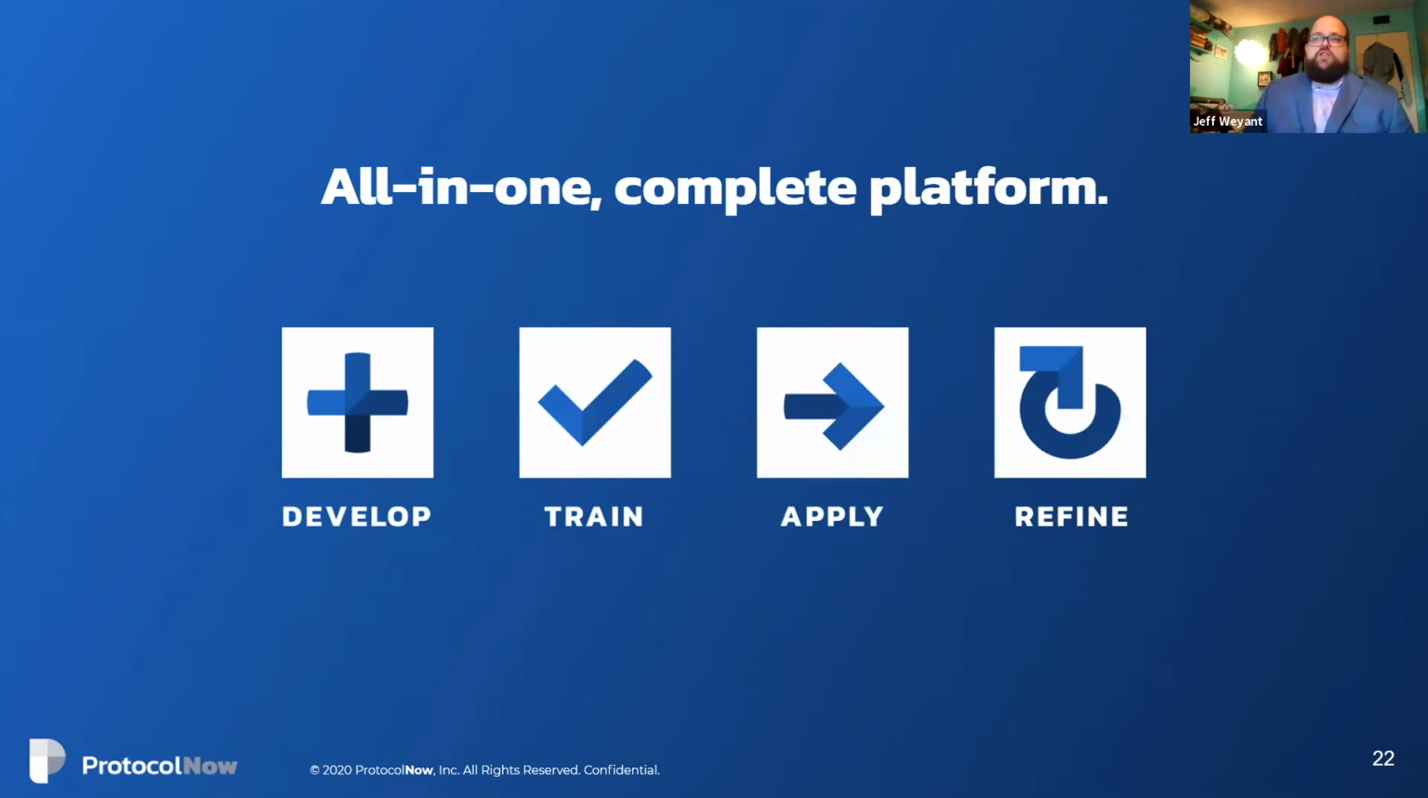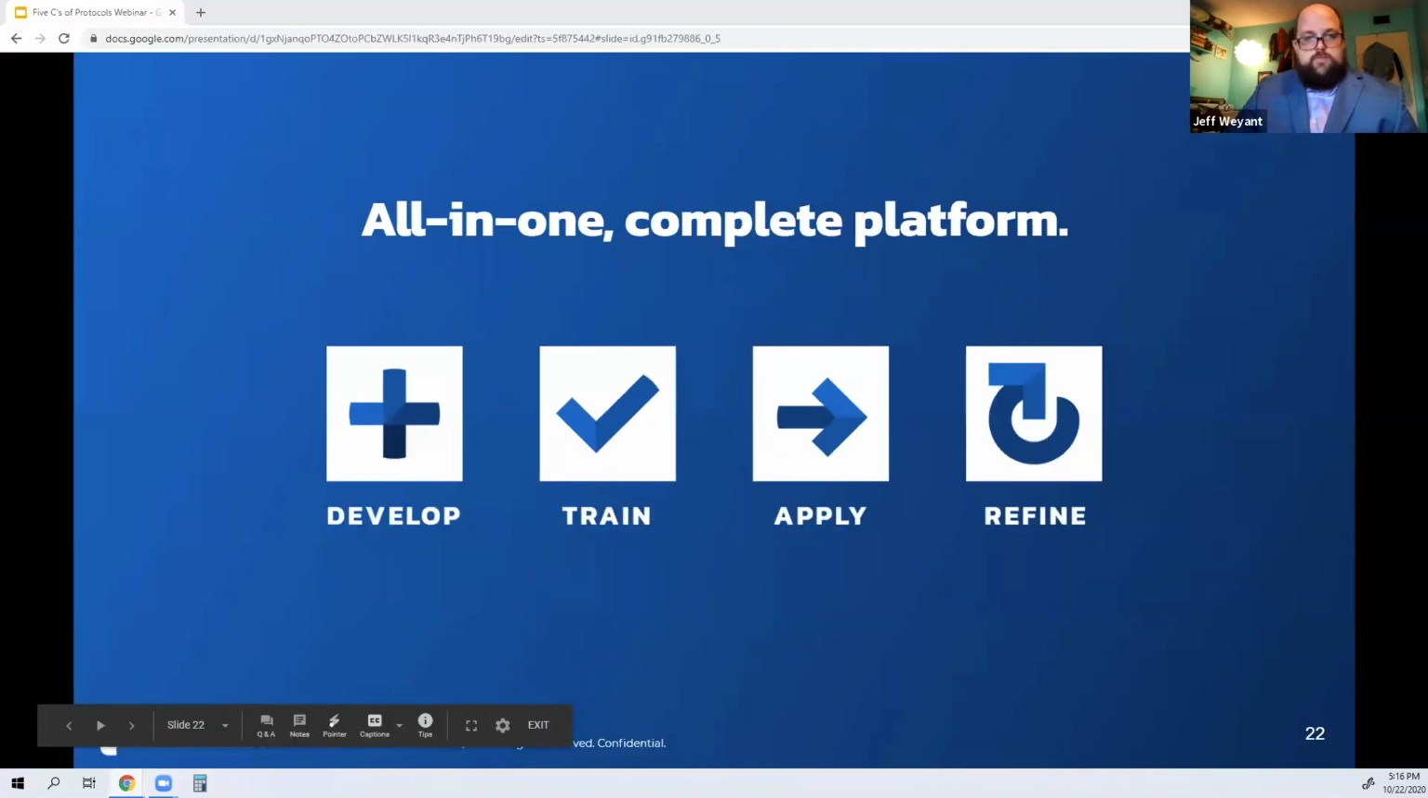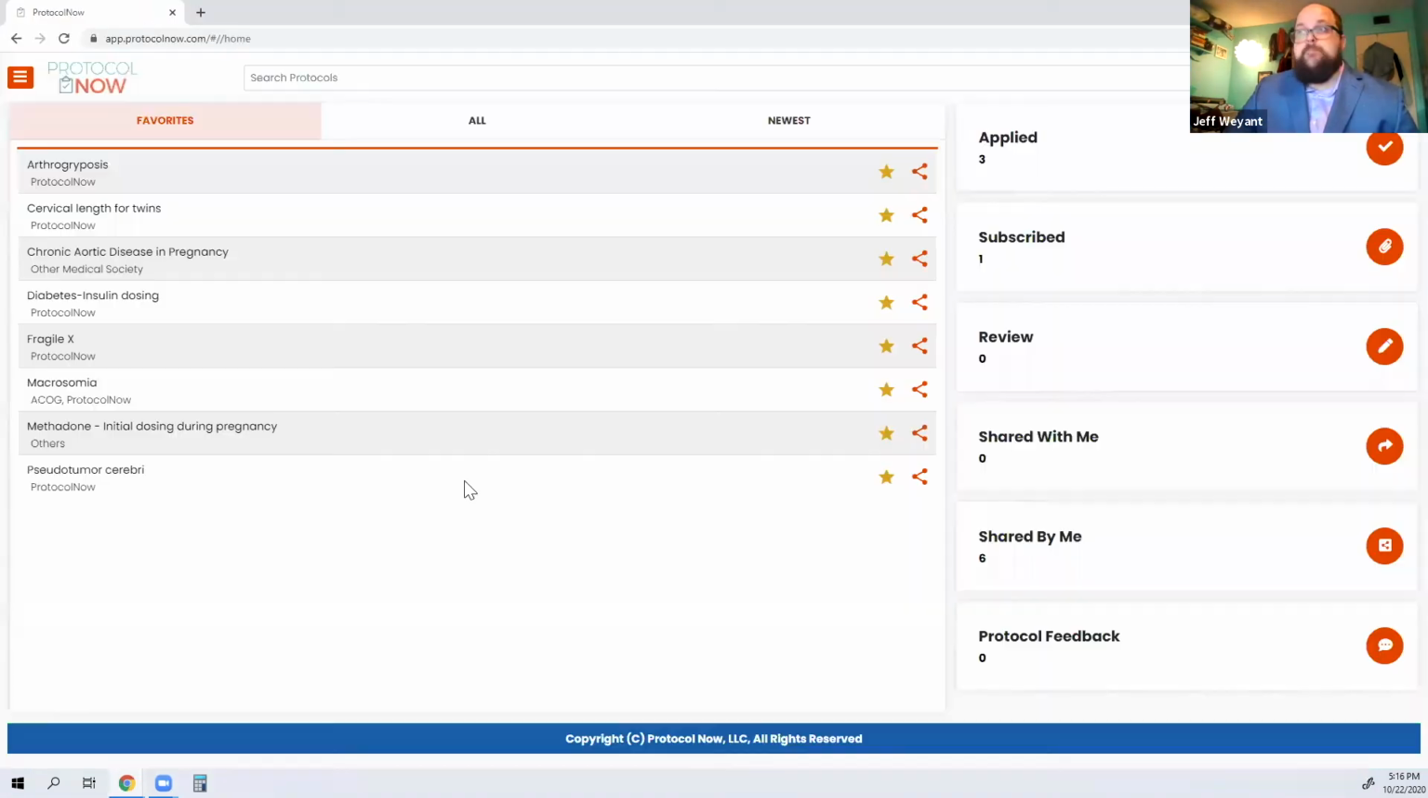This for us is the protocol lifecycle: develop, train, apply, refine. So the ProtocolNow platform allows organizations to manifest the entire lifecycle in a digital space. So let me pull it up. So this is the ProtocolNow platform.